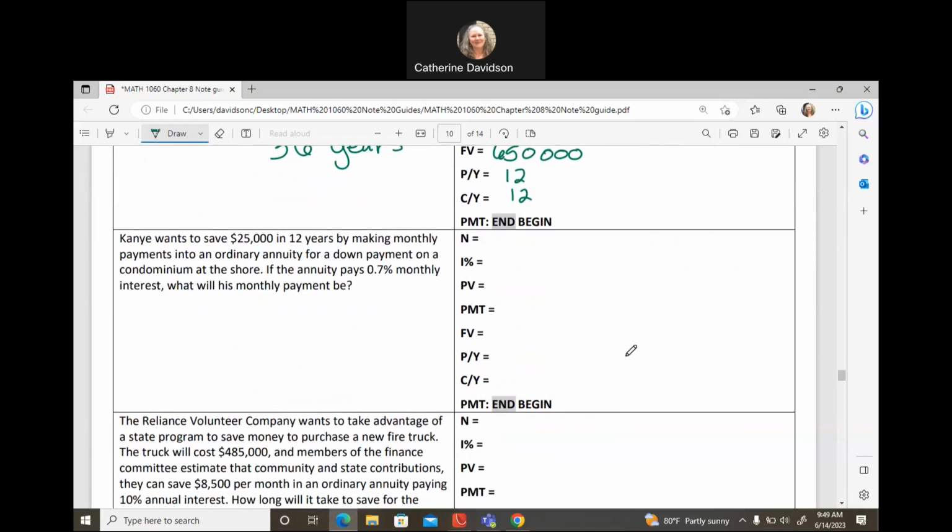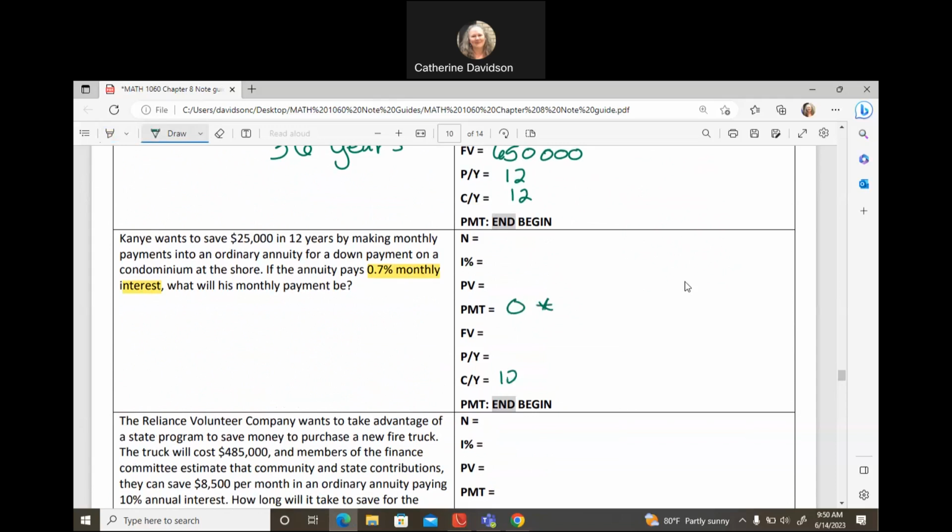Kanye wants to save $25,000 in 12 years by making monthly payments into an ordinary annuity for a down payment on a condominium at the shore. If the annuity pays 7% monthly interest, so let's look at that. What will his monthly payments be? So first of all, what will his monthly payments be? That's what we're going to be solving for.